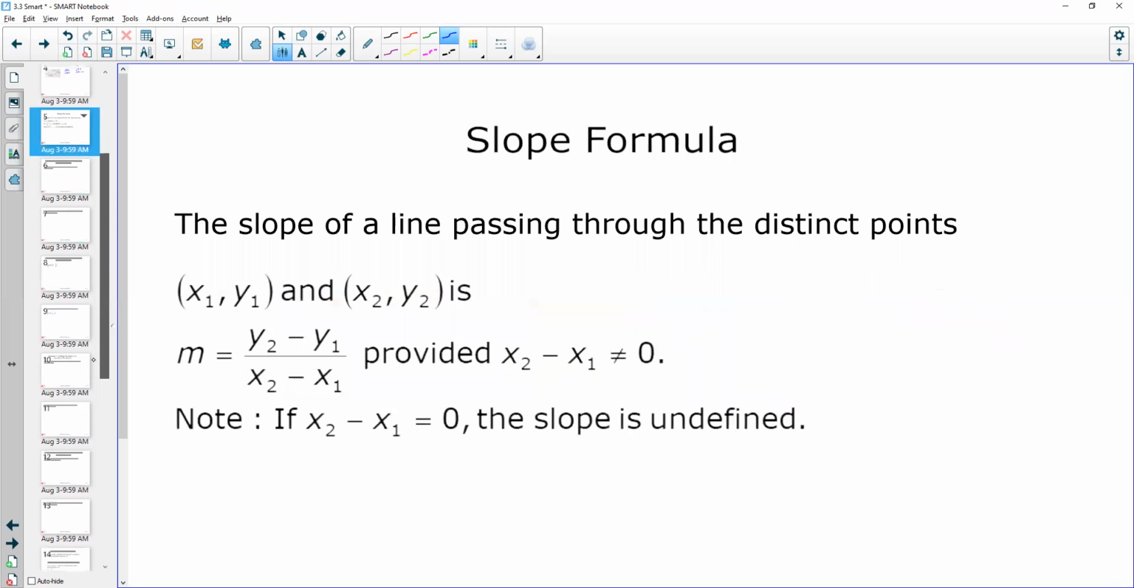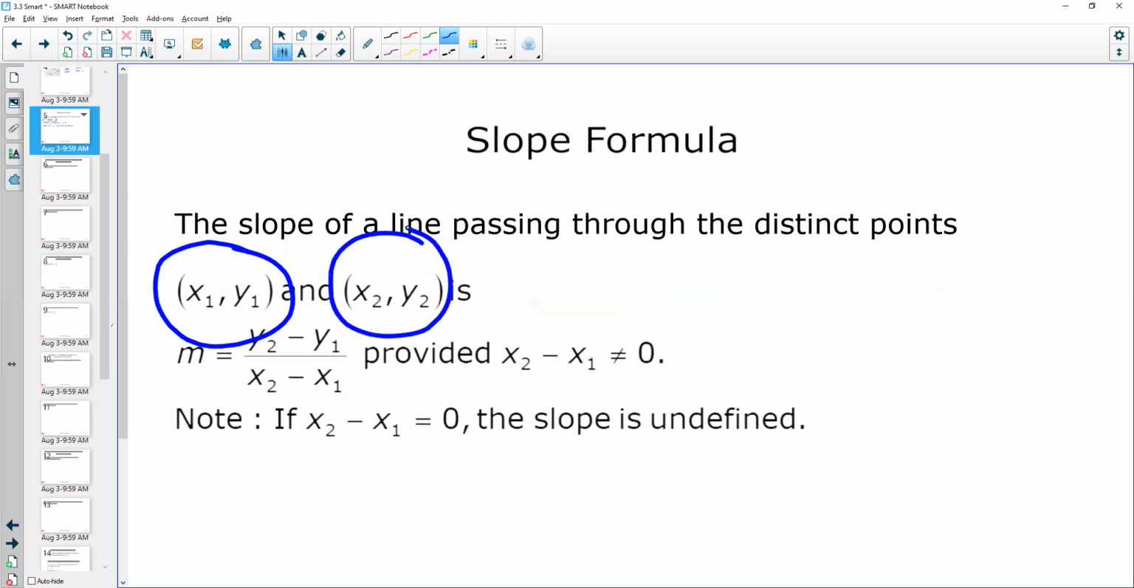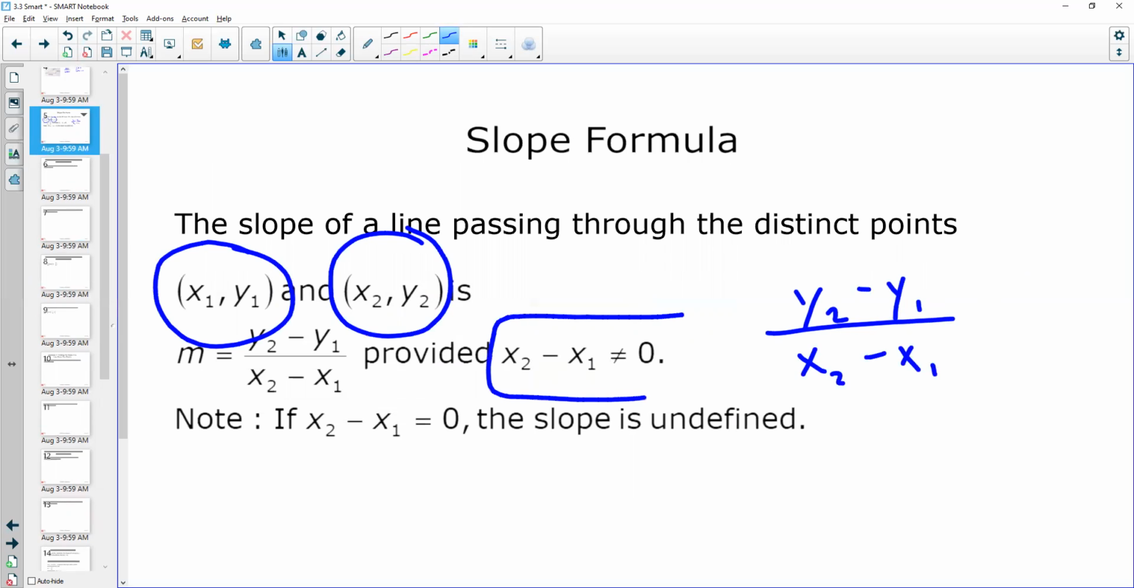When we're talking about the slope of a line, we're talking about a line that passes through points. We need 2 points to find a slope. What we do is subtract: y2 minus y1 over x2 minus x1. And we assume that x2 minus x1 can't equal 0. If it does, the slope is what we call undefined, and we're going to talk more about that in a second. But what we need is any 2 points.